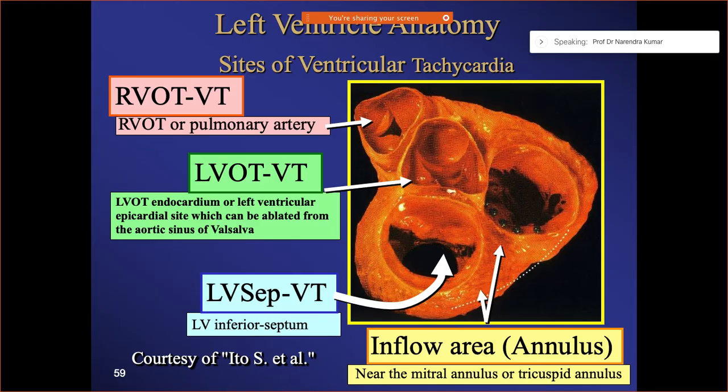Yeah, so this is very important. And moreover, since the ablation catheter stability is poor in the RVOT, a sheath can be very helpful and should be promoted as well.